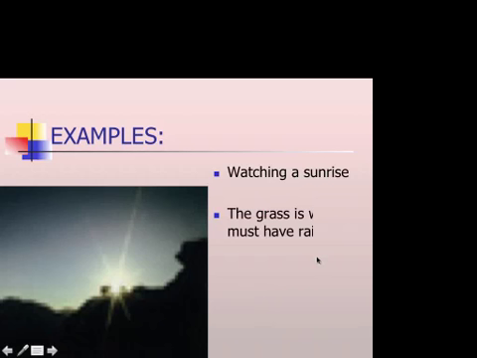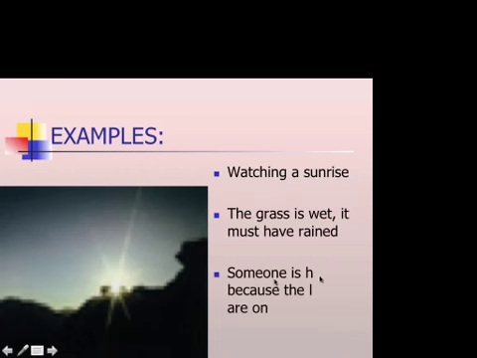Grass is wet, it must have rained. Inference. Which part's the inference? It must have rained. Okay, it must have rained. Which one is the observation? The grass is wet.